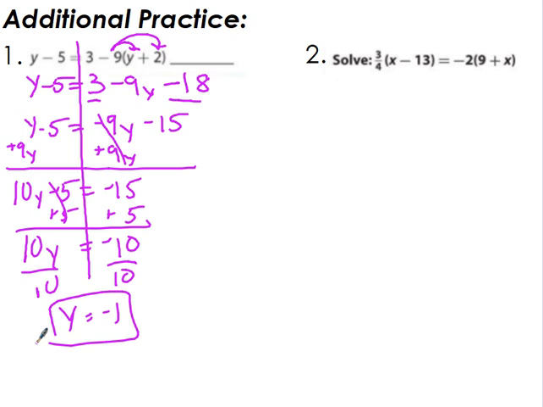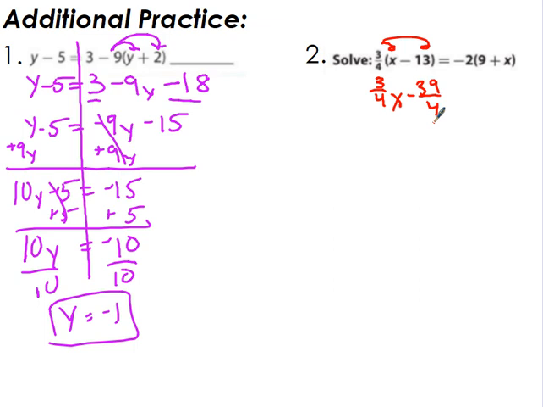Now for the second one, I have a fraction. So again, just like with the decimals, I could do distributive property. That's totally fine. And if these are both multiples of 4, the fraction would be gone pretty quickly. But if I do distributive property, this is going to give me 3/4 x minus 39/4. That does not look very friendly.